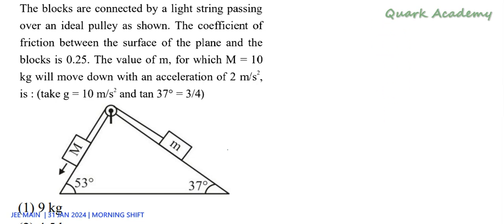This is an interesting question. There are two blocks placed on an inclined plane, and the plane has a rough surface whose coefficient of friction is given. Here mu is 0.25, and the mass capital M is given, that is 10 kg. Small m we need to find, and capital M is moving downward with an acceleration of 2 meter per second square. So let's see what forces are acting on capital M.